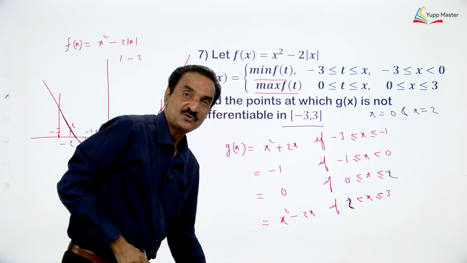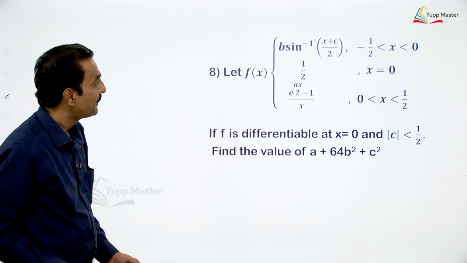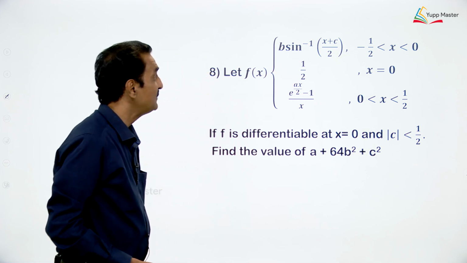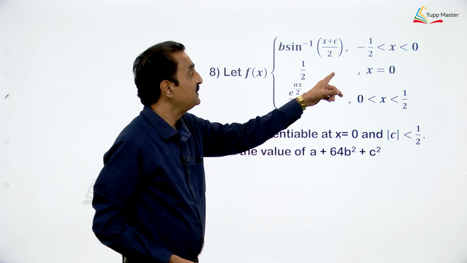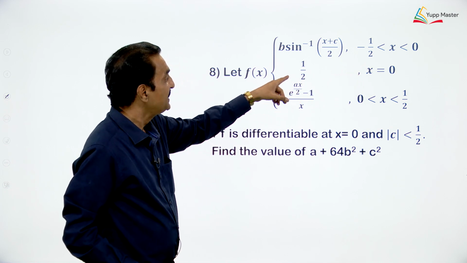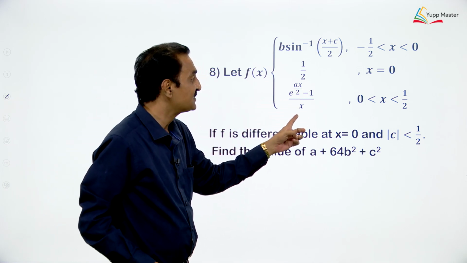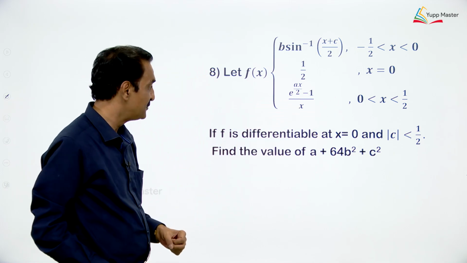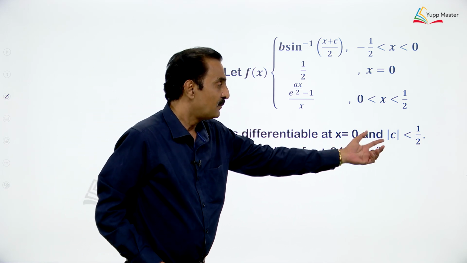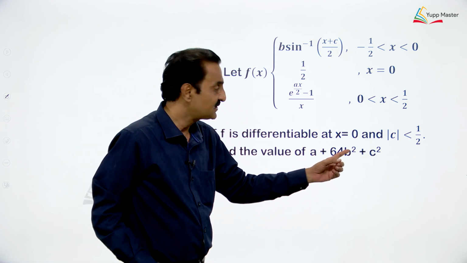Now, let us proceed to the next question. f of x is equal to b sin inverse of (x plus c by 2) when x is between -1/2 and 0, it is 1/2 when x is 0, and it is (e power ax by 2 minus 1) by x when x is between 0 and 1 by 2. If f is differentiable at 0 and mod c is less than 1 by 2, find the value of a plus 64b square plus c square.